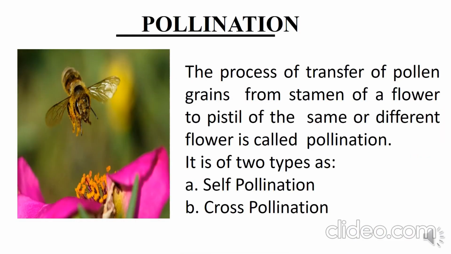Pollination is not just fascinating natural history. It is an essential ecological survival function. Without pollinators, the human race and all of Earth's terrestrial ecosystems would not survive. So pollination is also responsible for the reproduction of plants. Pollination is the process of transfer of pollen grains from the stamen of a flower to the pistil of the same or different flowers. It is of two types. These are self-pollination and cross-pollination.